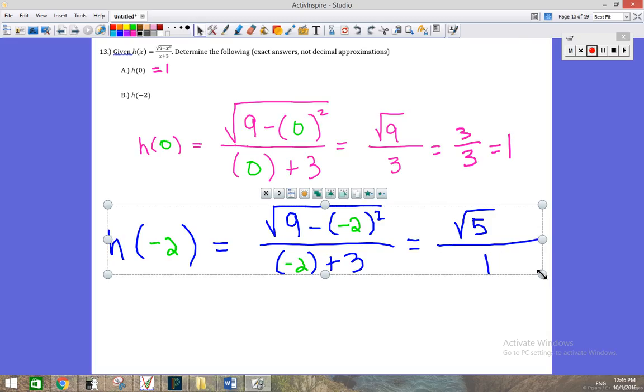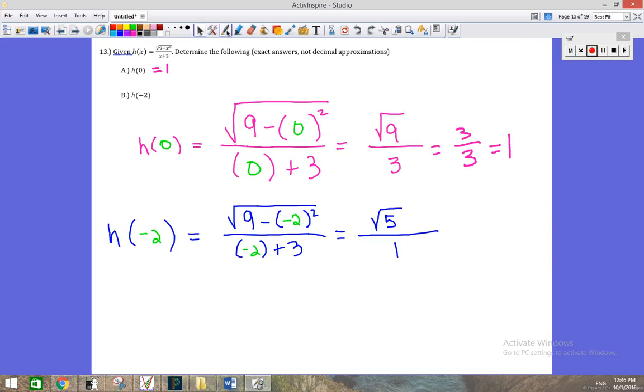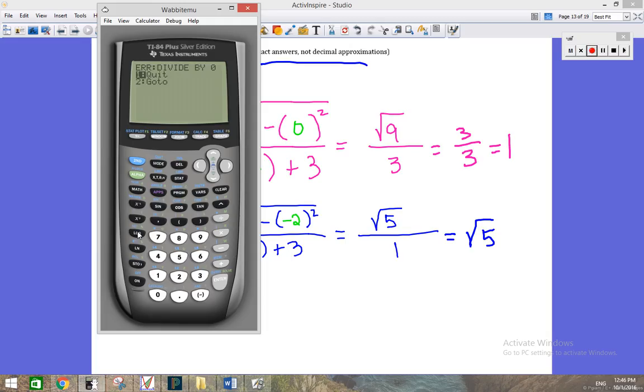And see, that's what it wanted. It said no decimal approximations. We do not want to come in with a calculator and take the square root of 5. They're not asking us for an approximation. They want an exact value.